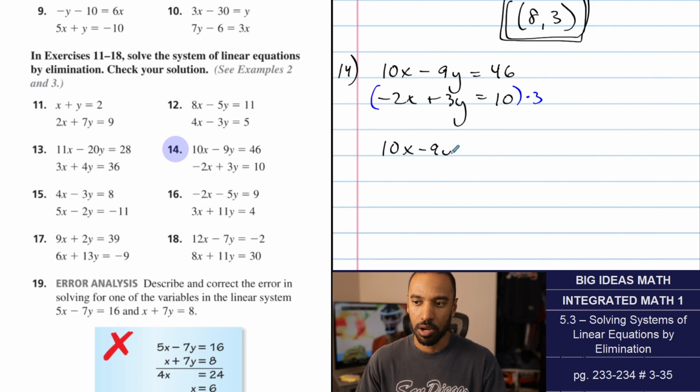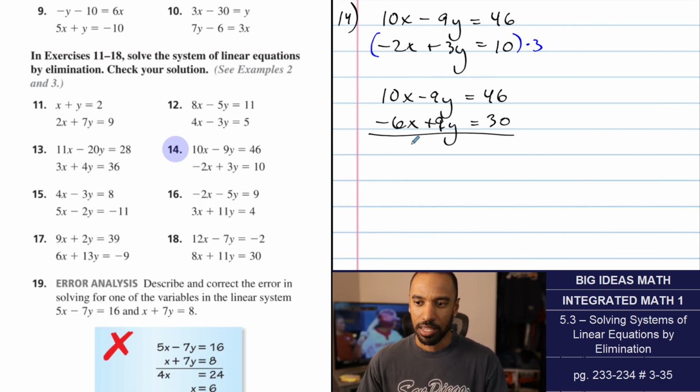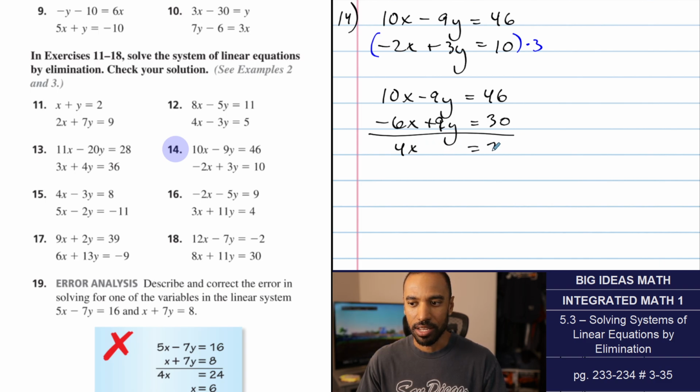So 10x minus 9y equals 46 is the top equation. And here I have negative 6x plus 9y equals 30. And now the y's eliminate here. Maybe we can do this for this problem, though, just because it's so already set up for us to do it this way. Divide by 4 and get x equals 19.